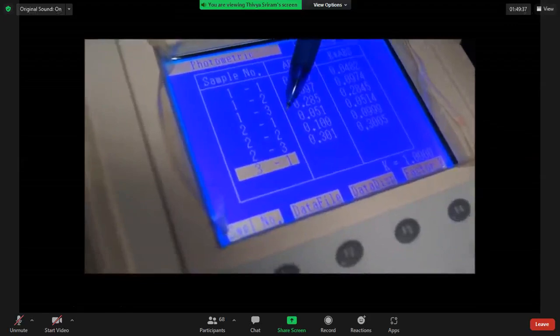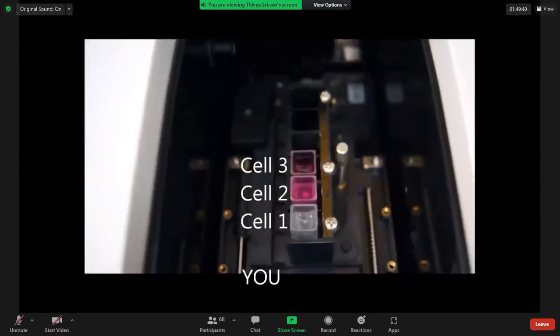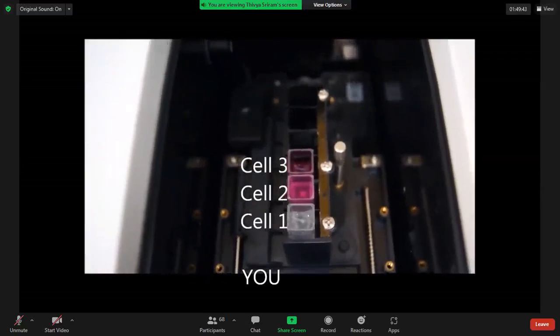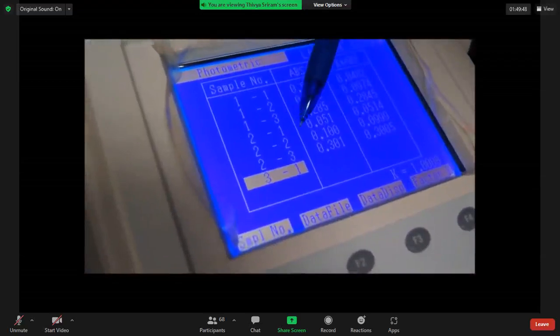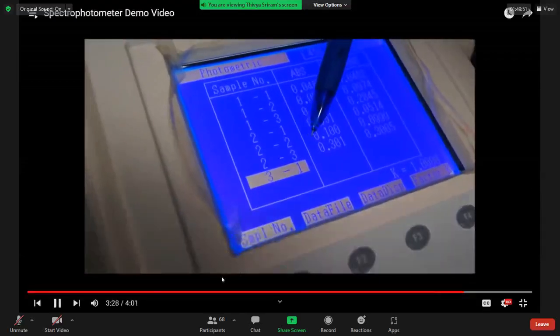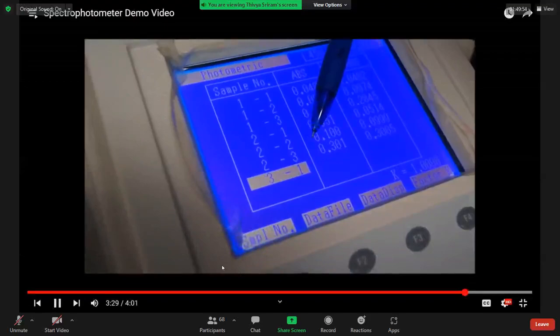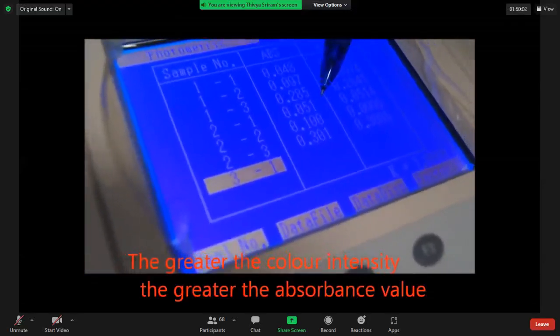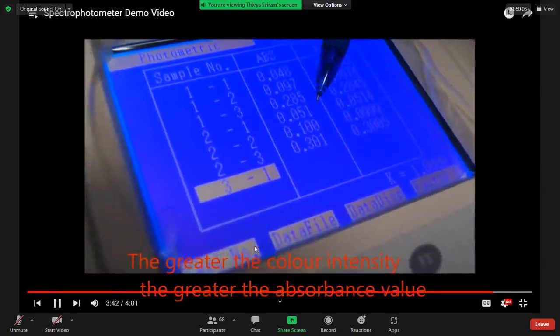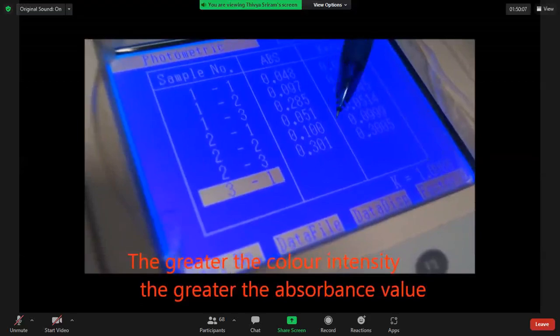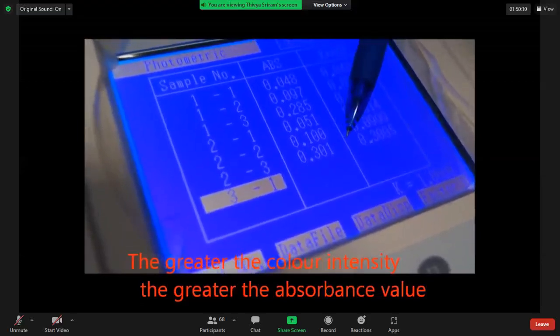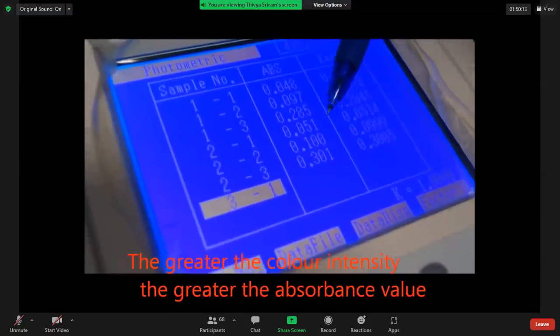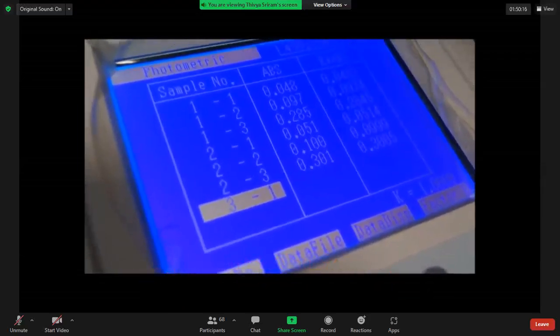These are cuvettes 1, 2, 3 that we placed in order just now, with 1 being closest to us, 2 being further away, and 3 being the furthest away. So these are the readings that we should take note of, the absorbance, and you can see that according to what we saw visually, the absorbance increases with color intensity. The darker the color is, the more light it absorbs at that particular wavelength.